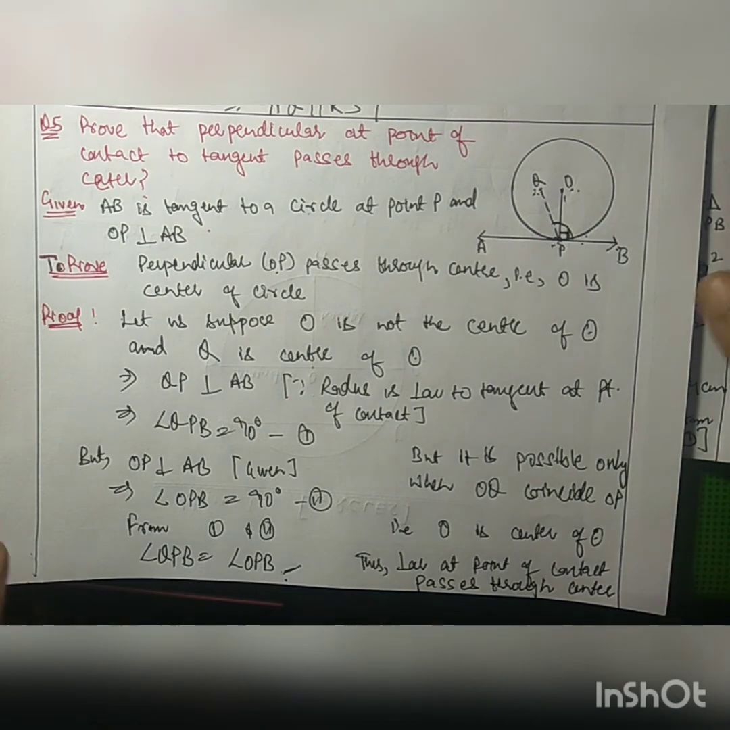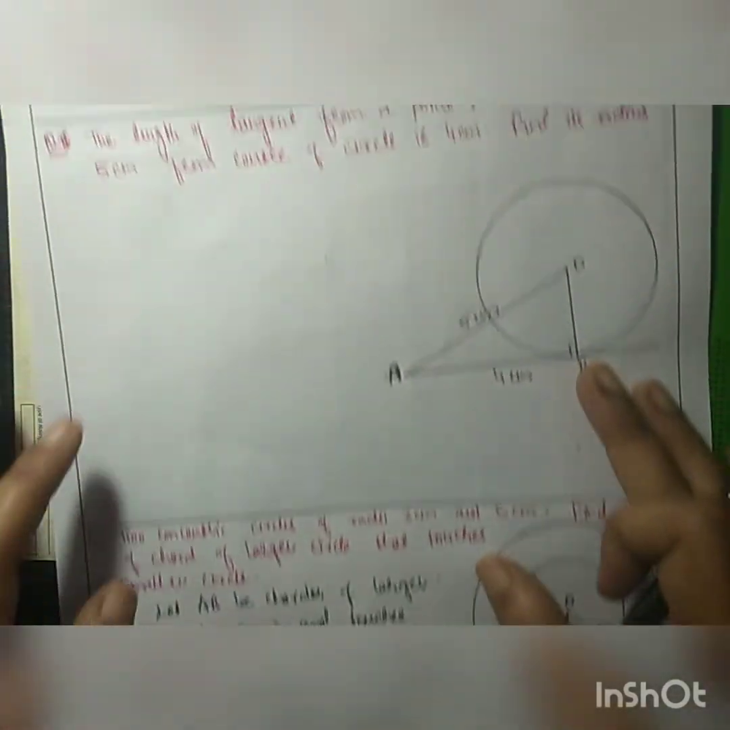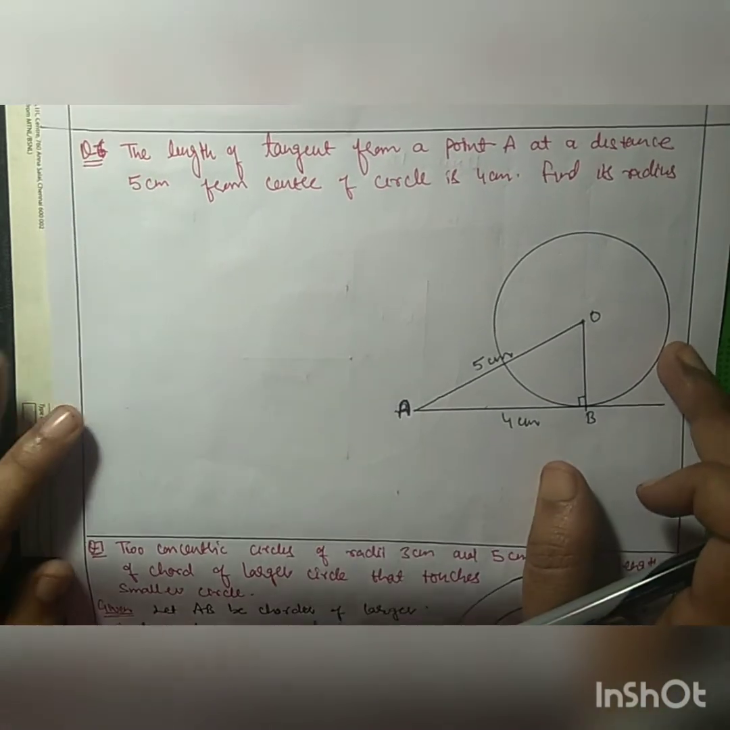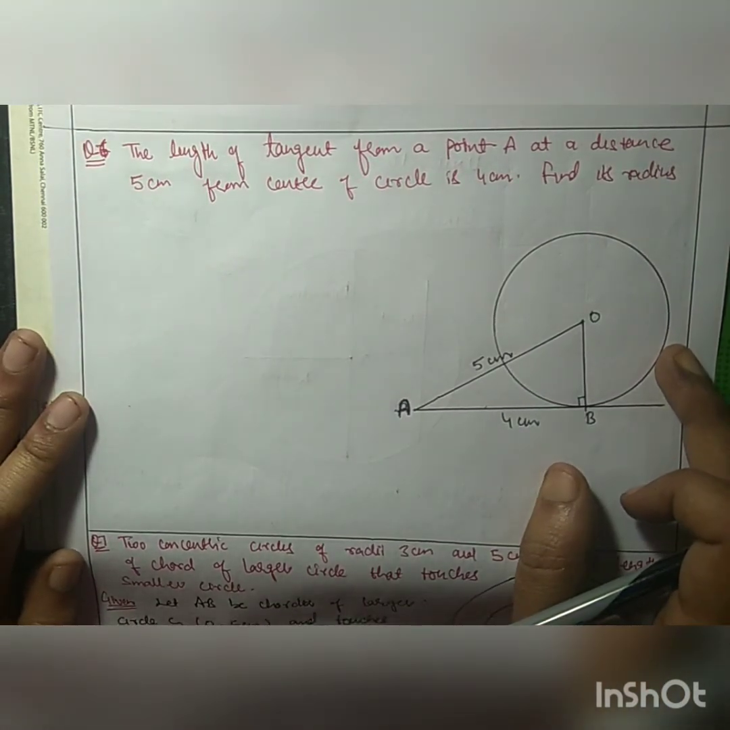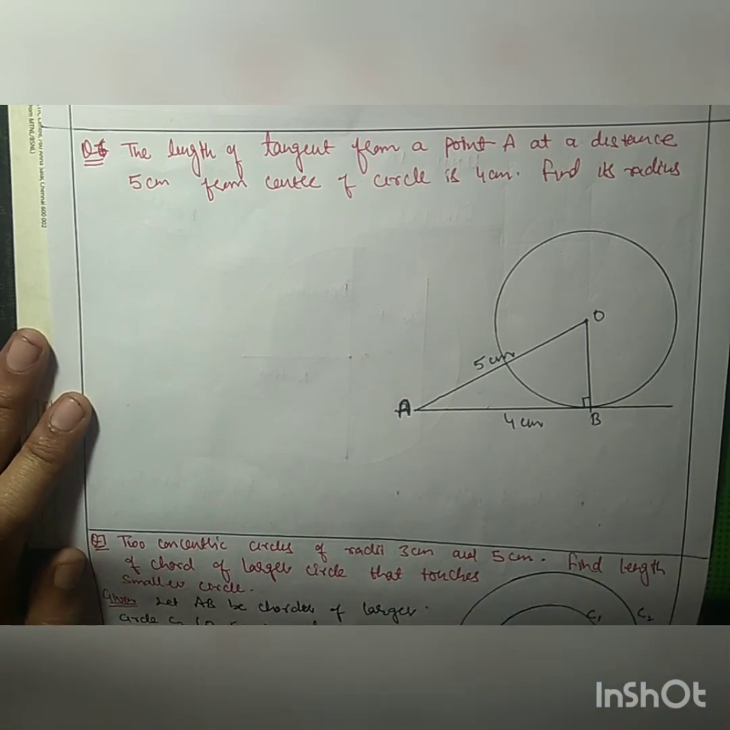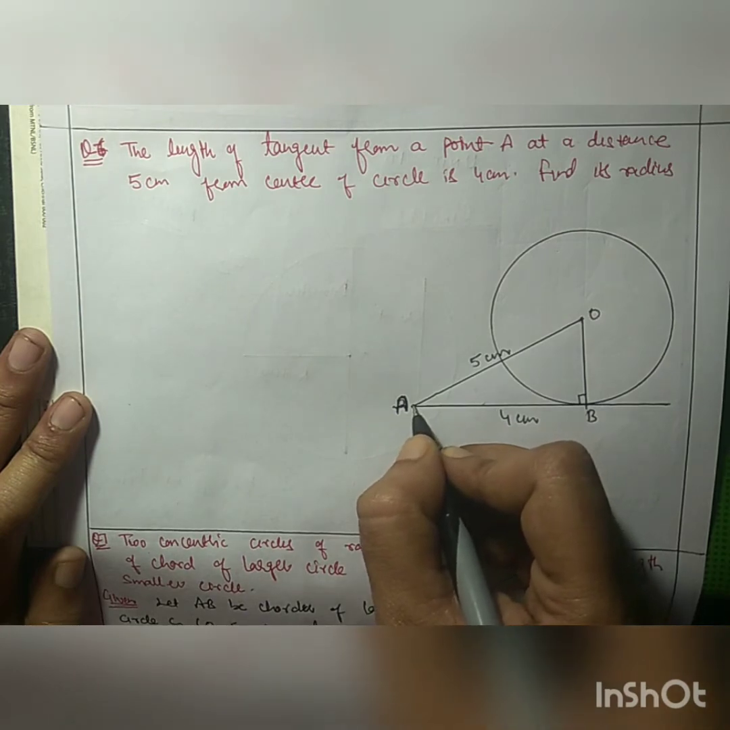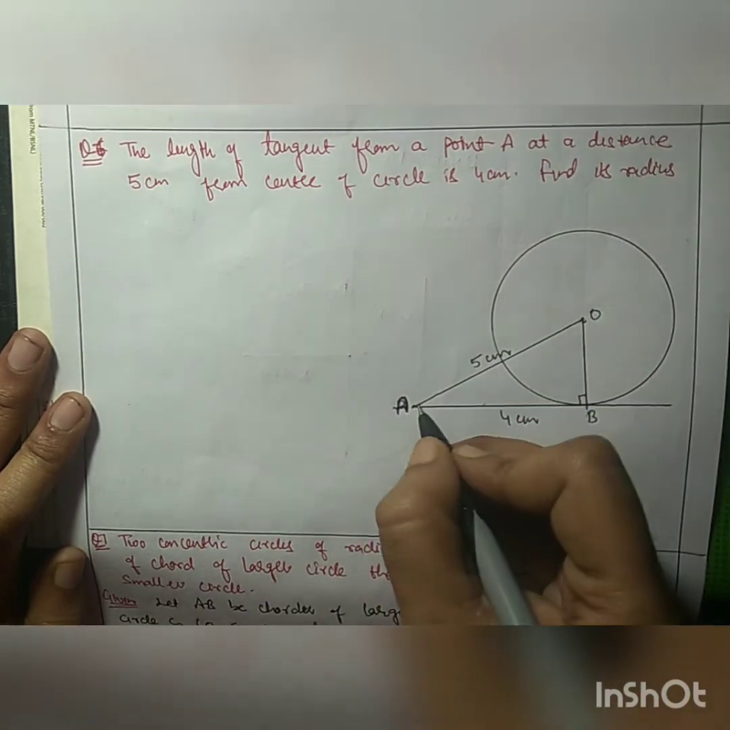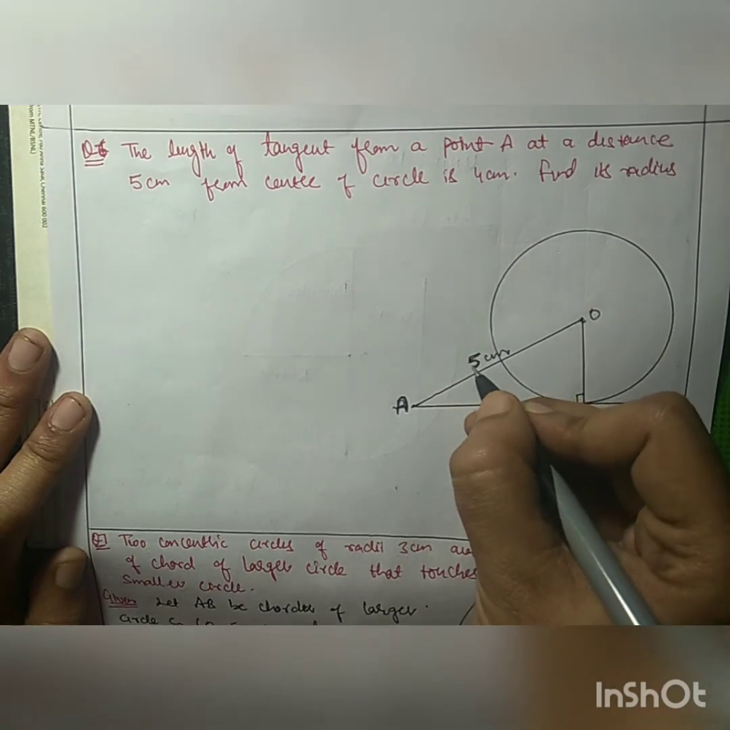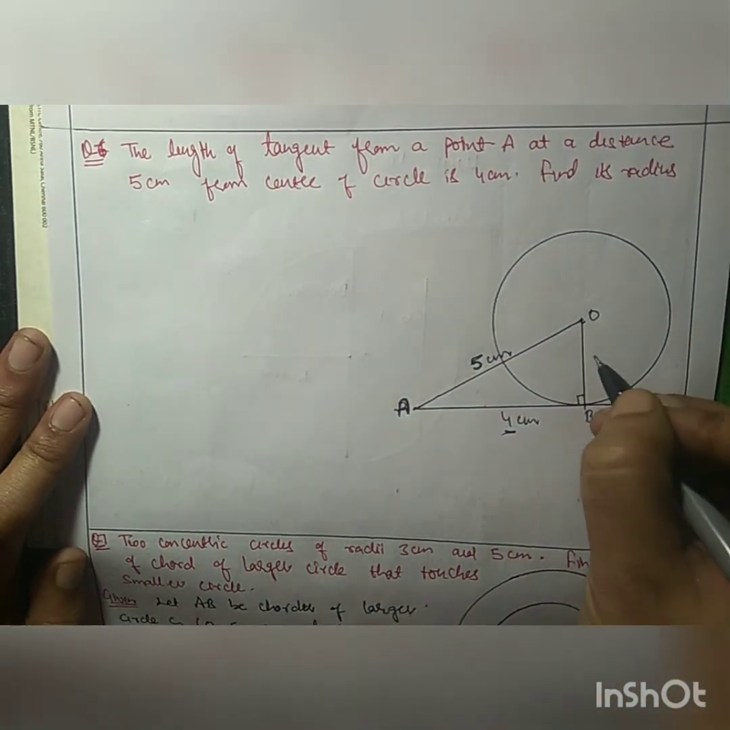Okay guys, so now let's move towards question number 6. So question number 6, a simple question, once again based on the same theorem. Here we are given that the length of the tangent from a point A, a point which is at a distance of 5 centimeter from the center, the length of the tangent is 4 centimeter. We have to find the radius.